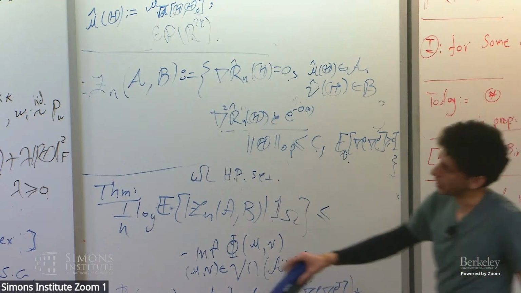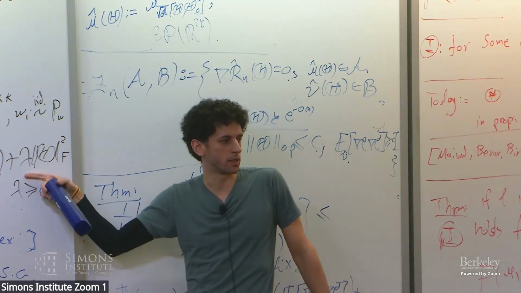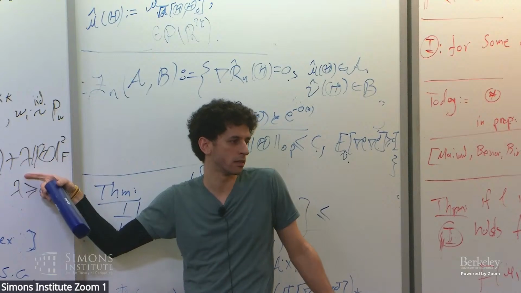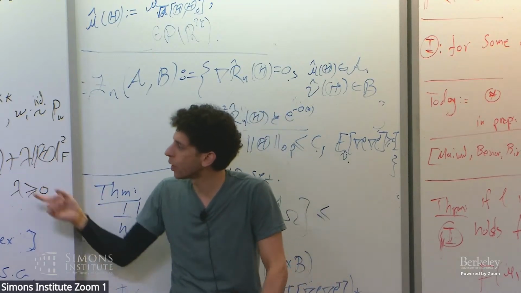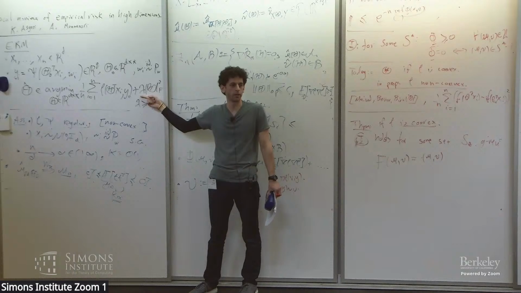In reality, we only added this lambda because it was nice for analysis. I don't know why you would want to regularize this way. You probably don't want to regularize your matrix, but it helps with analysis.